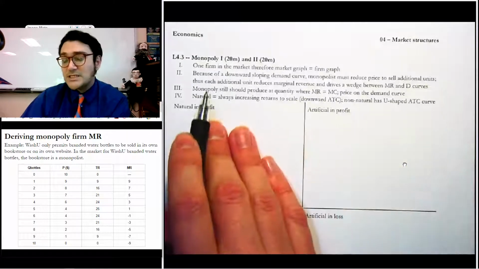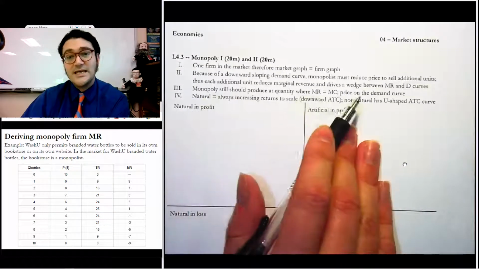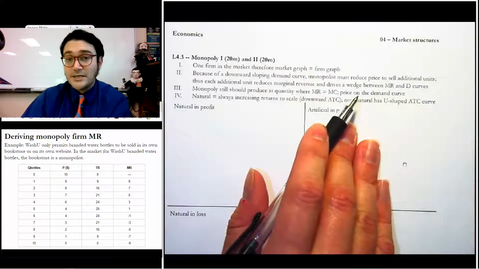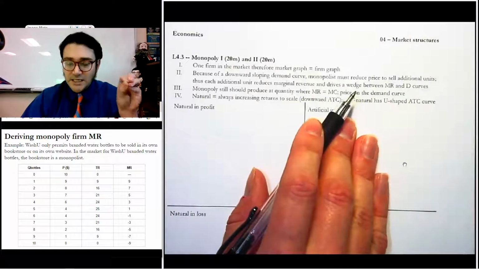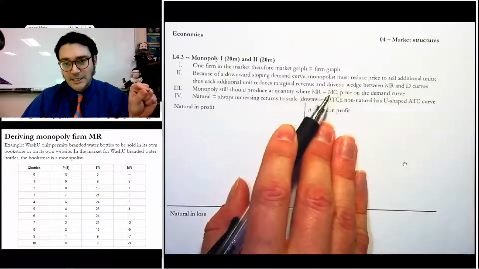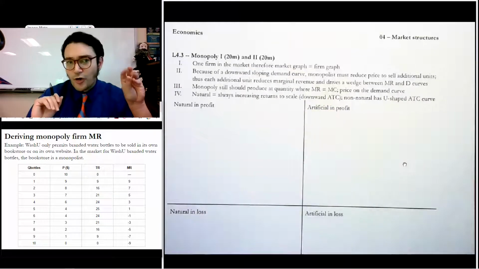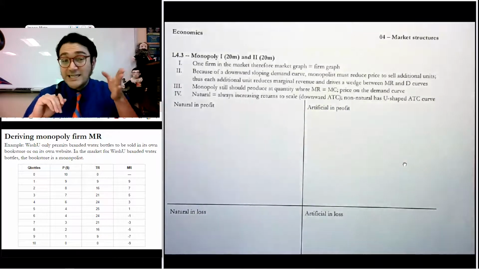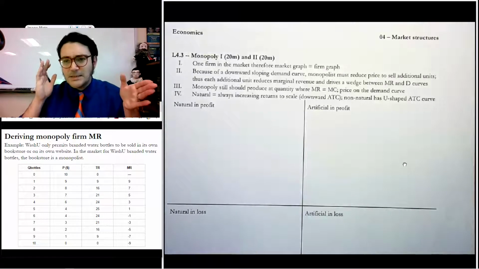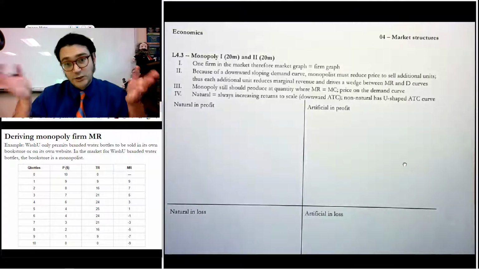Now, the monopolist is still going to produce where MR equals MC, and their price is going to be on the demand curve, but for the quantity, they're going to use that MR equals MC. So they're going to use the MR curve to tell them the quantity to produce, and they're going to use the demand curve to tell them the price to charge.